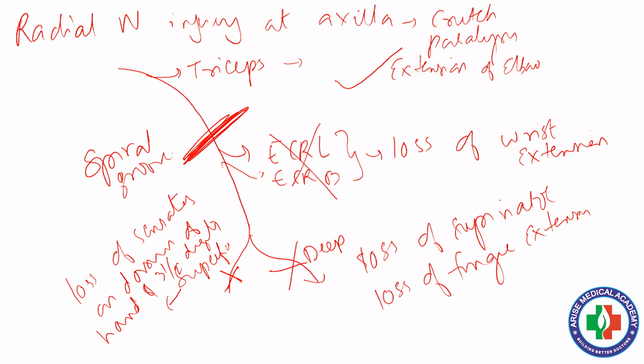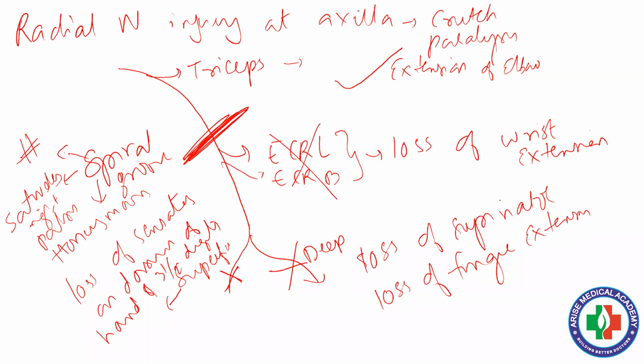So fracture of the spiral groove, Saturday night palsy, or honeymoon palsy, same thing. In all of these conditions, the damage is at the spiral groove. So the triceps is escaping injury, so the triceps will be working. So don't think that with a spiral groove fracture, the radial nerve is damaged and loss of extension of the elbow will happen.